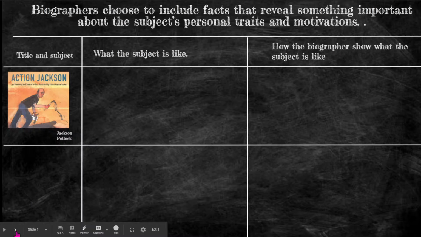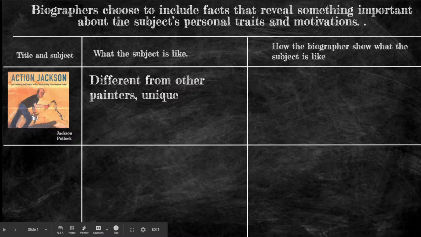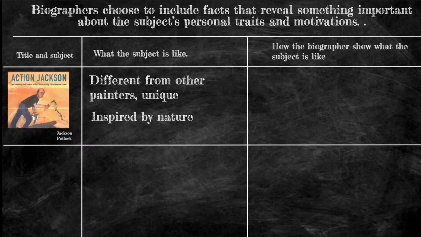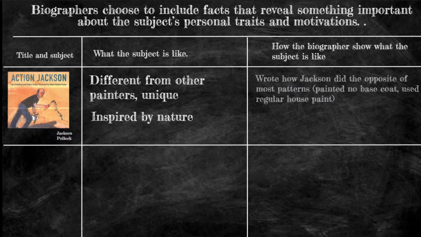The biographer is going to tell us what the subject is like. He was different from other painters. He was unique, which is generally true about most artists. He was inspired by nature. The way the biographer shows that is he wrote how Jackson did the opposite of most painters. Oops, it says patterns; it's supposed to say painters.